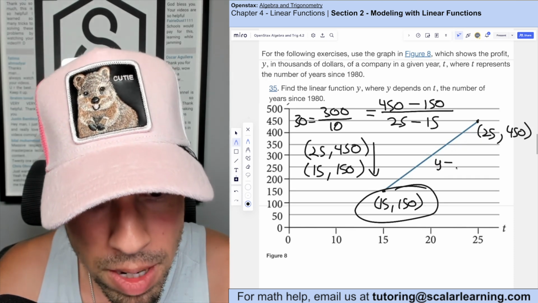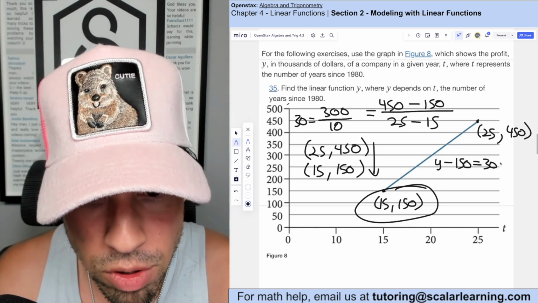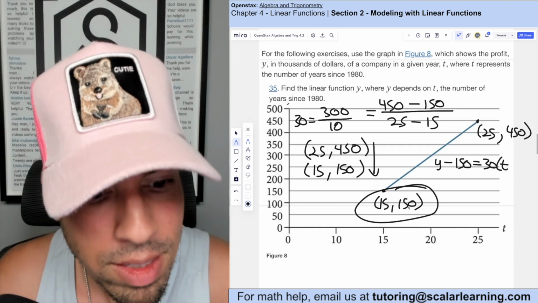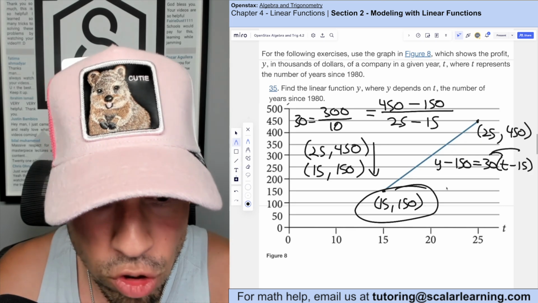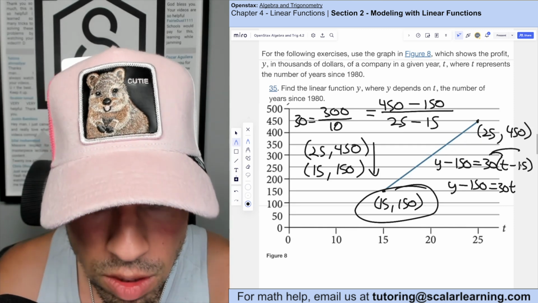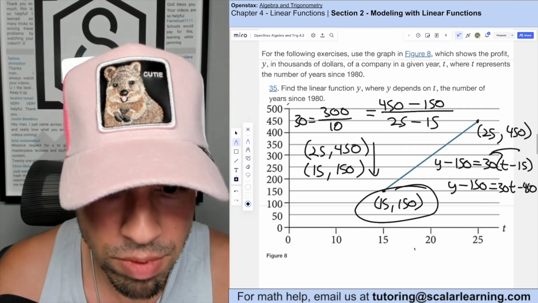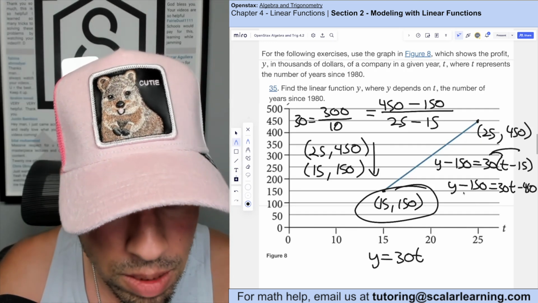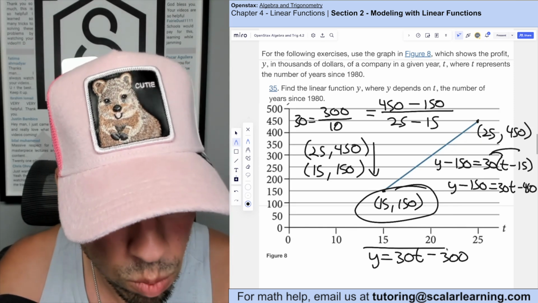And now we say y minus that corresponding y value of 150 equals the slope, 30, times t, which is the specified variable here. Usually it's x. T minus that corresponding x value of 15. Now we're going to distribute. We get y minus 150 equals 30t, and then 30 times negative 15 is negative 450. Last but not least, we're going to add 150 to both sides, and we're going to put the final answer here. Y equals 30t, negative 450 plus 150 is negative 300 for the win.